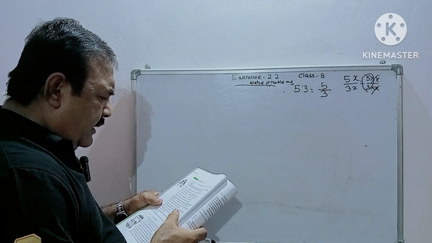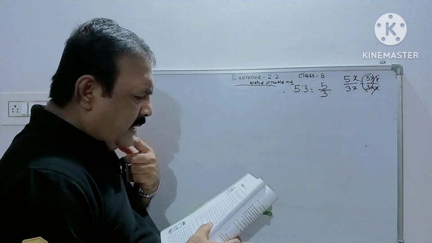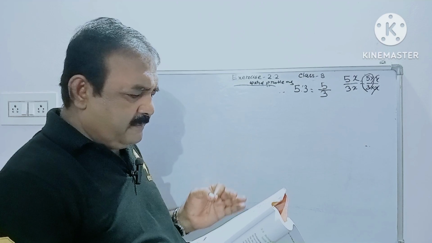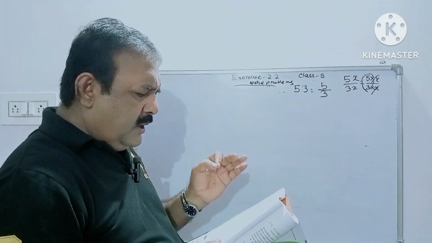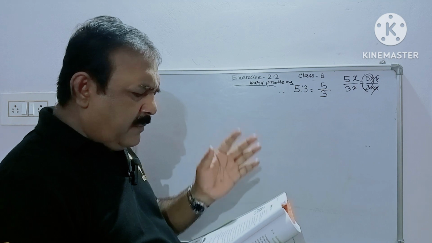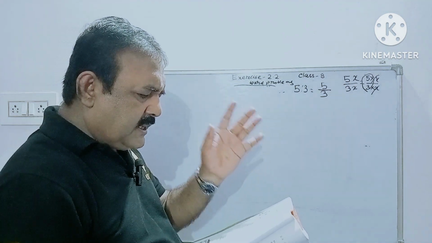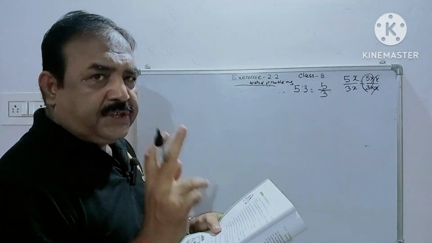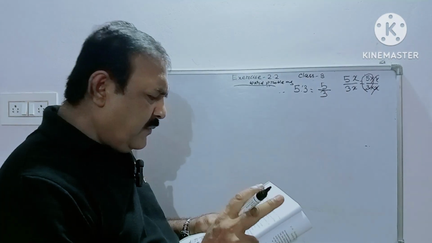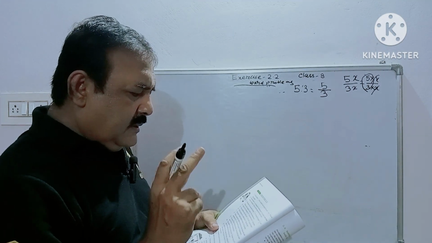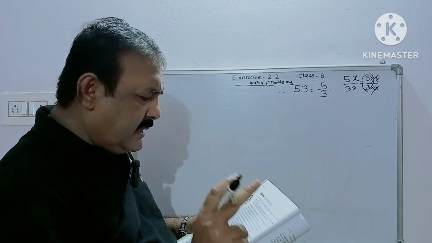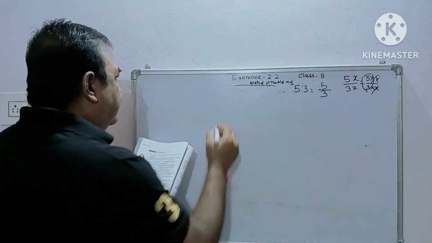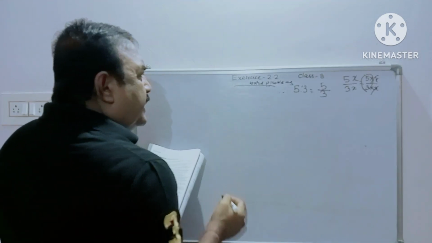Question number 8. Three consecutive integers are such that when they are taken in increasing order and multiplied by 2, 3 and 4 respectively, they add up to 74. So we have to take consecutive integers, and we should take them in increasing order.